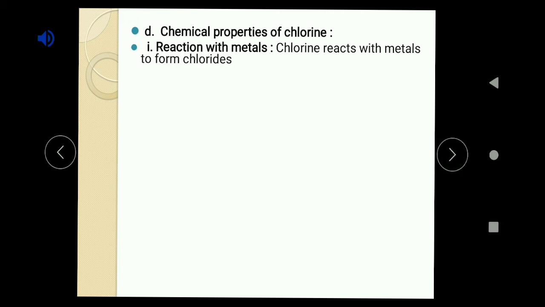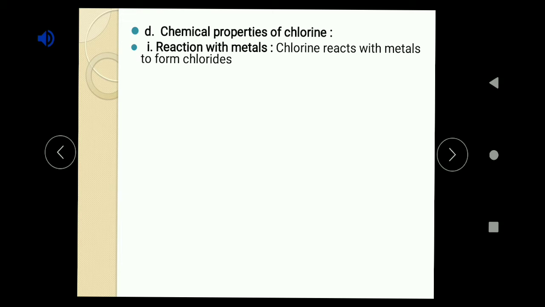Now let us start with chemical properties of chlorine. Chlorine is a very strong reagent. It is located to the extreme right of the periodic table. Hence, it is strongly non-metallic. It is a good oxidizing agent. It is a chlorinating agent. So it has tremendous applications, and it is a very reactive reagent. Many reactions of chlorine are included in your syllabus. We will learn the chemical properties of chlorine one by one.